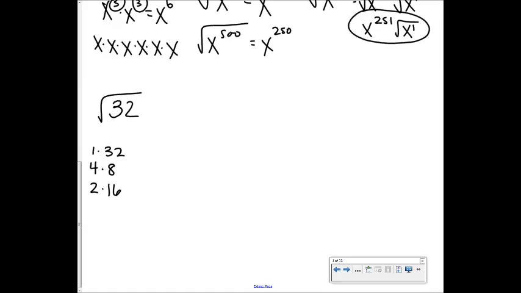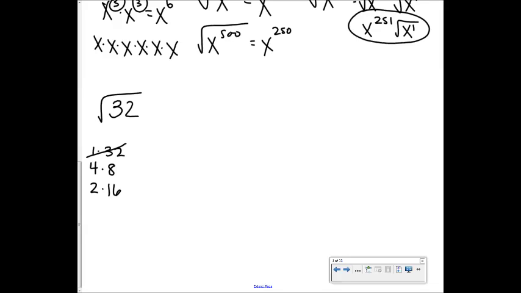So, does this first one help me? No, because neither of those are perfect squares. So I'm going to cross that one out. Are either of these perfect squares? 4 is, right? What's the square root of 4? 2. But is that the greatest one? No. So which one should I pick?